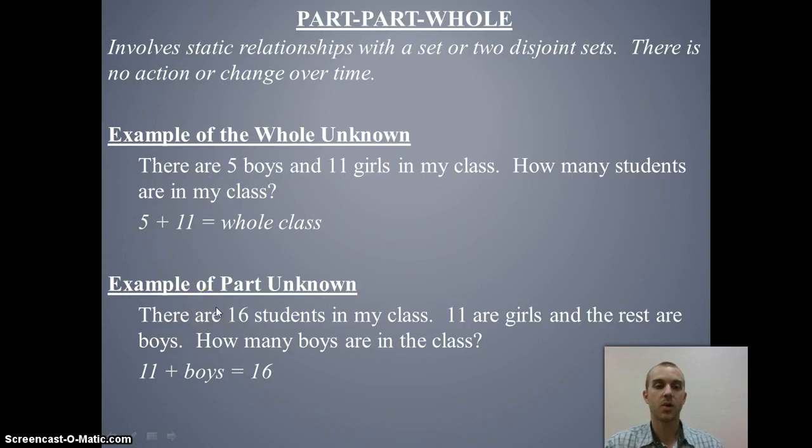Whereas if I don't know one of the parts, I'd say I have 16 students, and I know 11 of those are girls, and the rest have to be boys. How many boys do I have? And it'd be 11 plus the part representing the boys equals my whole of 16.